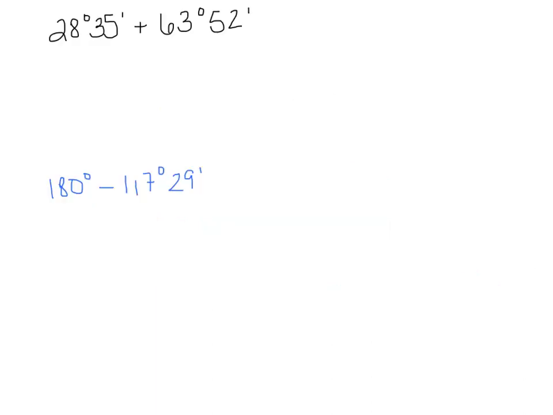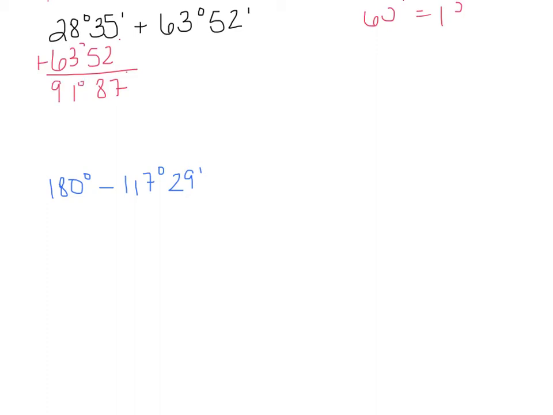The next problems use degrees and minutes. You have to remember that there are 60 minutes in 1 degree. So when I'm looking at these, what I'm going to do is set it up like one of the old-fashioned addition problems. I'll make this 63 degrees, 52 minutes. When I add up my minutes, I get 87 minutes. When I add up my degrees, I have 91 degrees, 87 minutes.